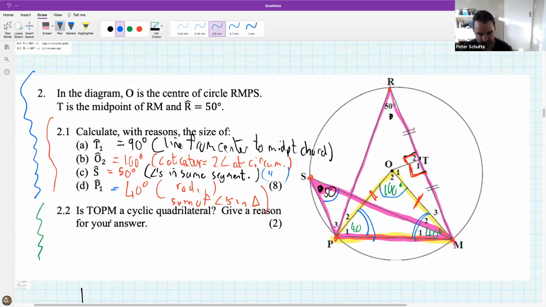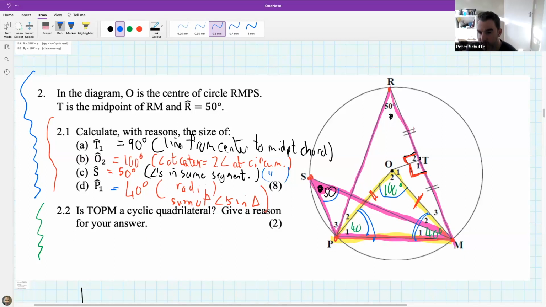Okay, here's the big question. Is TOPM a cyclic quadrilateral? Give a reason for your answer. Is TOPM a cyclic quadrilateral? How would we know that? What would we want to check?